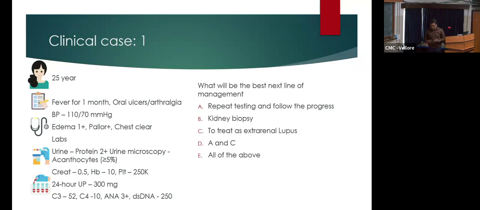I have gifts also, actually not gifts, but for correct answers. So repeat testing and follow-up was the correct answer, but more correct is A and C, to treat as extrarenal lupus.